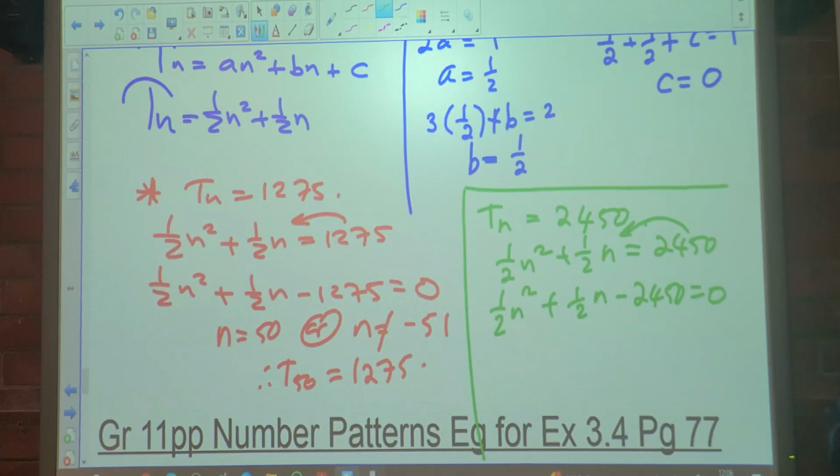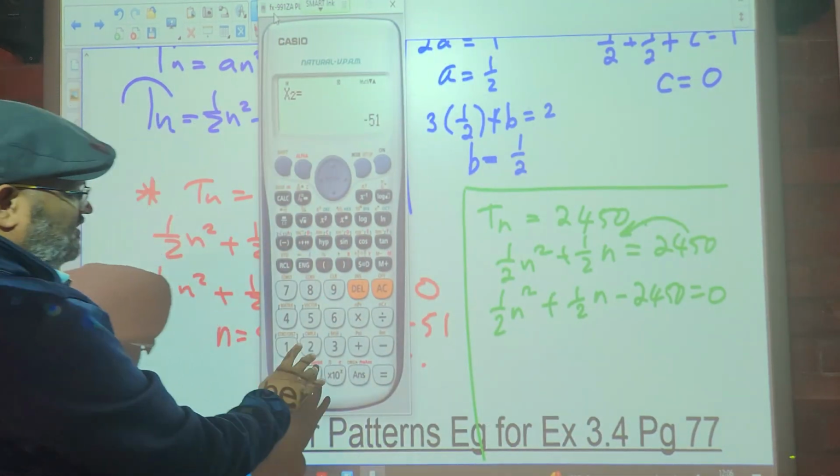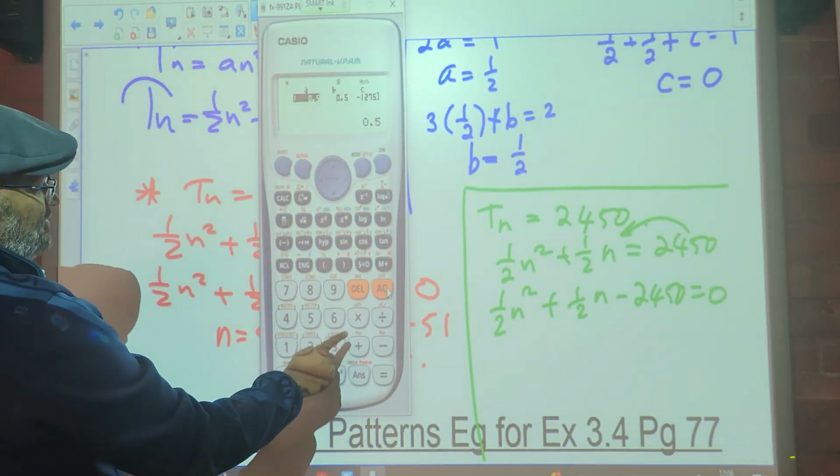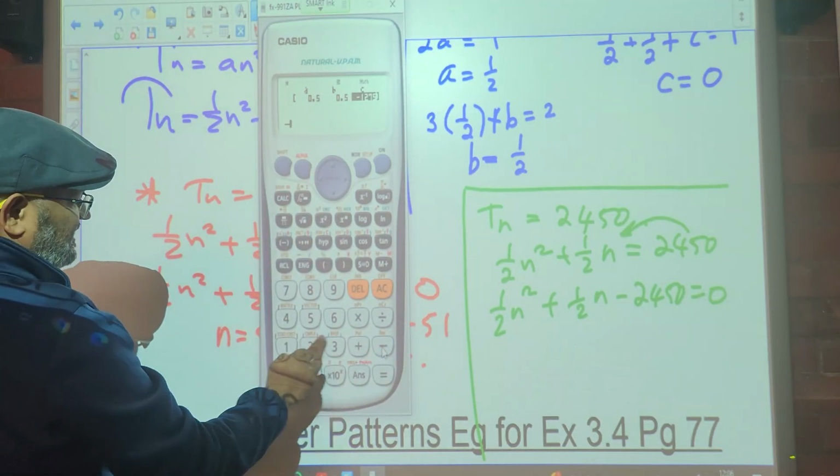They say, okay, what do we do from here? Quadratic formula. But I am a bit fortunate. This was given to me for free. So we go a half for your a value, a half for your b, and then negative 2450.